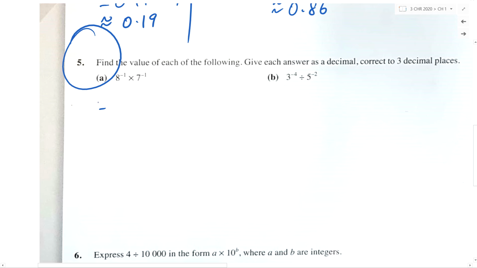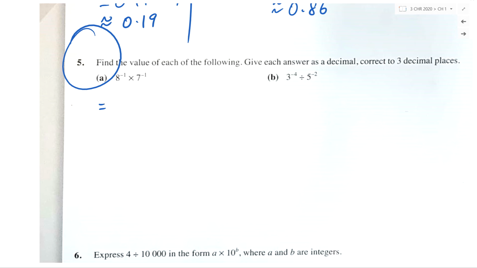Okay, part A. Let's not waste time, just use your calculator to find the value. 8 power negative 1 times 7 power negative 1. That is 1 over 56, which is 0.